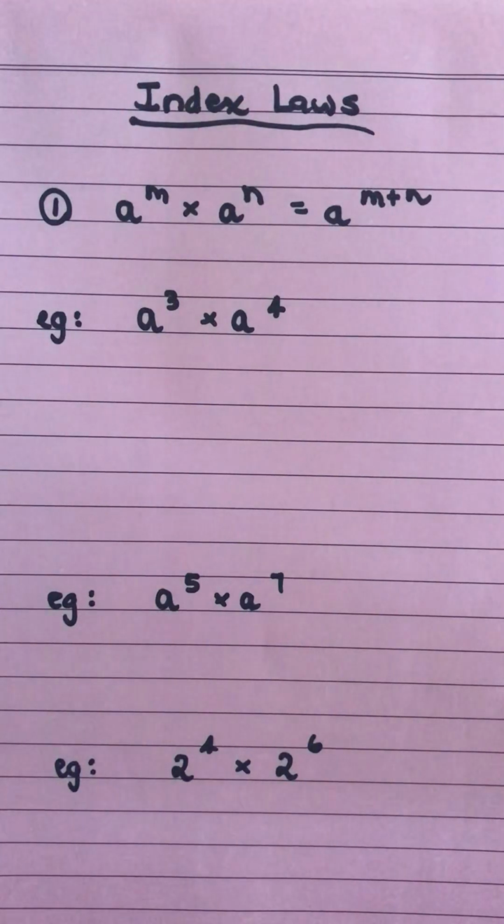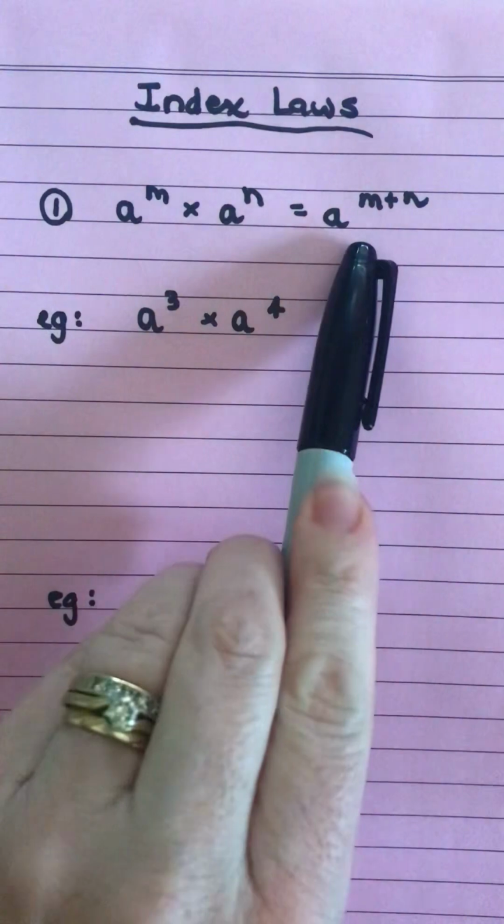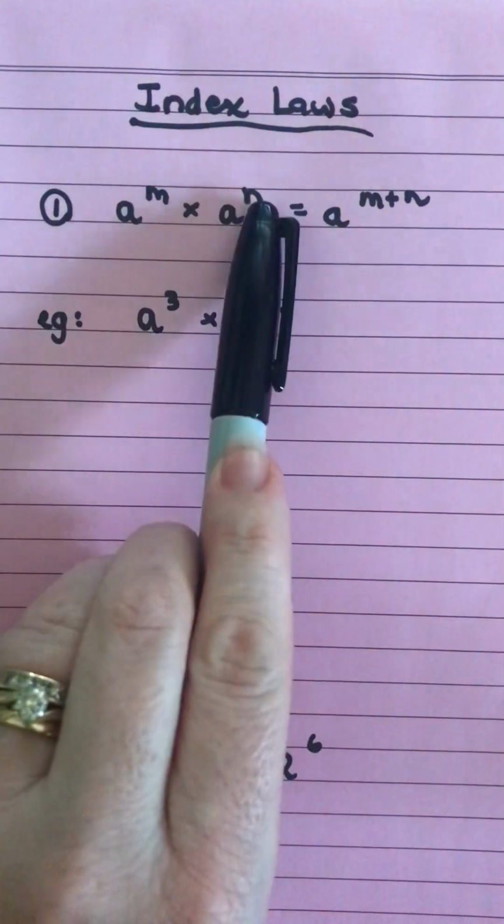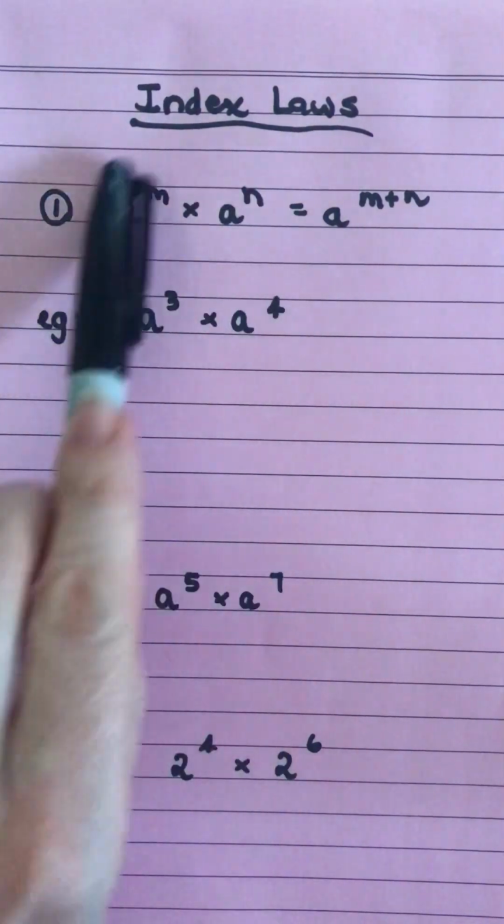Okay, this is part 1 in a series of 7 lessons on index laws. So the first one that I have here is our rule when we are multiplying and we have the same base, and then we have some powers here and what we can do with that.